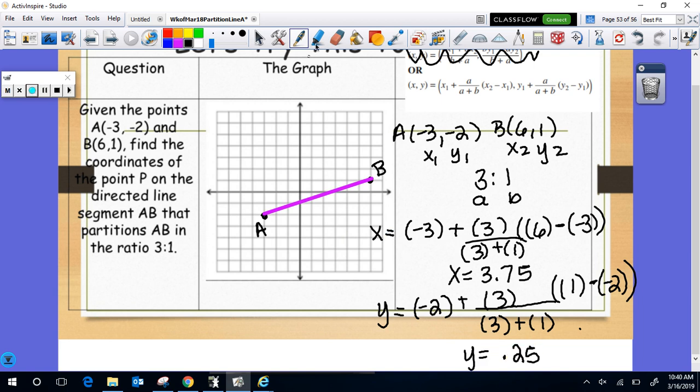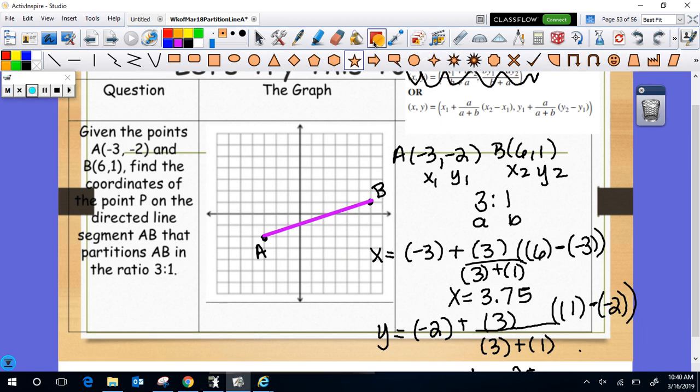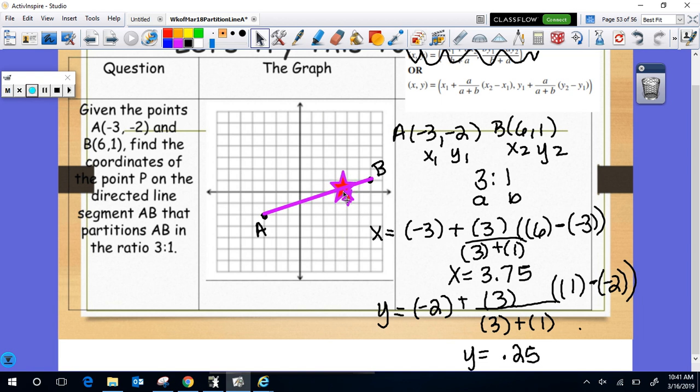Okay, so that point, and I'm going to get my little star so we can show where it goes. So for the x, we need to go over from the origin, and go to 3.75. So 1, 2, 3.75, which is about right here, and up 0.25. So that's somewhere in here. And here's my little star on where this goes. So it's somewhere in this area.